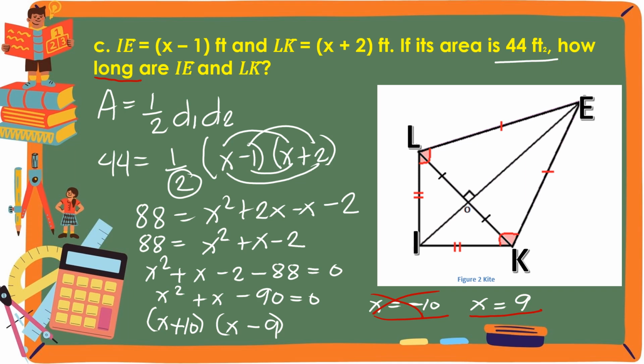So, if we are going to substitute 9 sa ating IE, substitute lang natin. So, IE ay 10 minus 1, ay 9 minus 1, sorry. So, that's 9 minus 1 equal siya sa 8. So, that's feet. Then, para naman sa ating LK, that is 9 plus 2, that is 11 feet. So, ang measurement ng ating IE at LK is 8 feet and 11 feet. Okay.